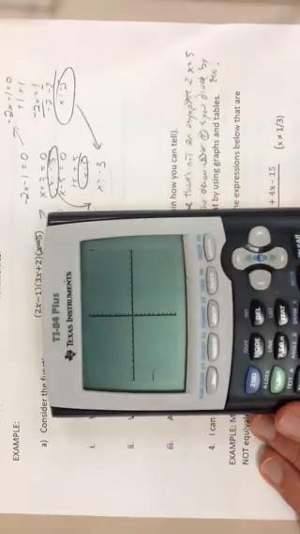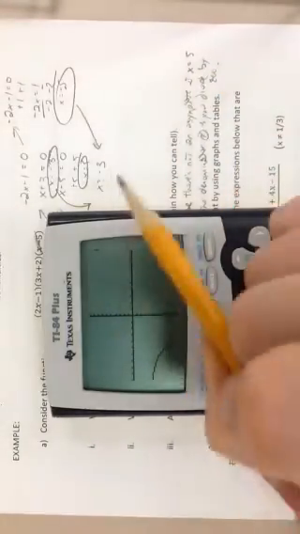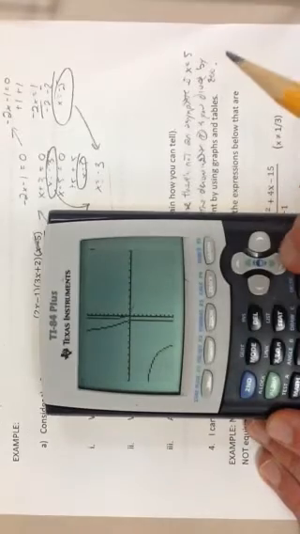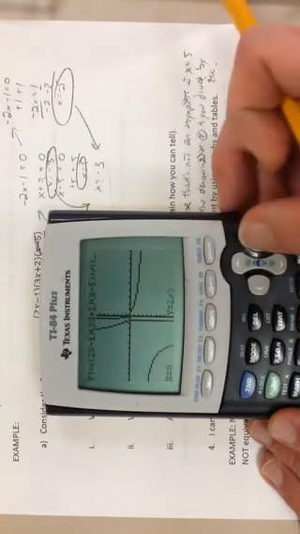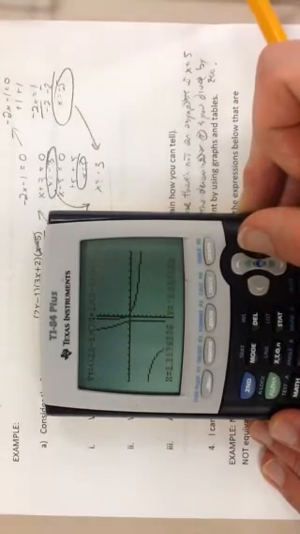So I'm going to go back to my standard window, and I'm going to check what happens when I go to the far right. Okay, so let's trace and go to the far right. Not all end behavior matches left and right, but with rational functions they usually do. They're horizontal asymptote.